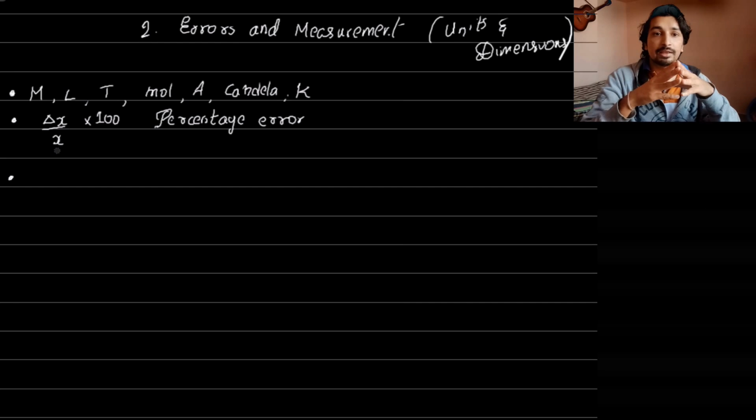So how do I measure the reading? How do I represent the reading? If I want to tell somebody the reading, how do I tell him? As 10 plus or minus 0.1. Because all these small things are very much essential.